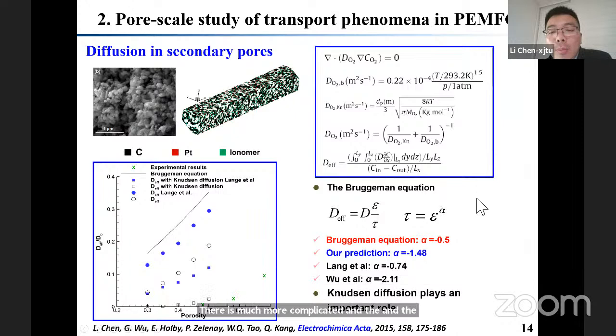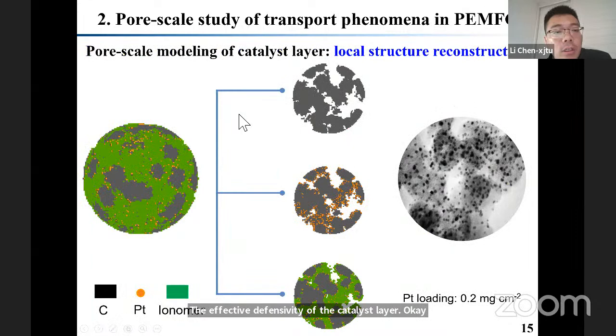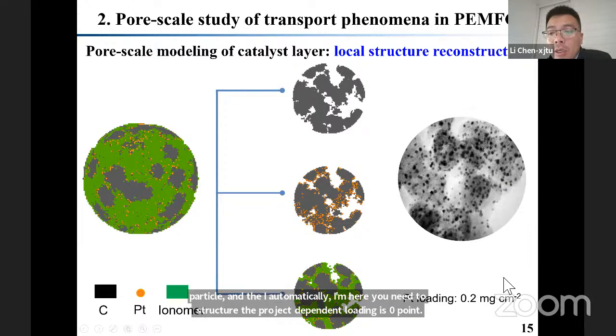Okay, and then we further reconstruct the local structures of the catalyst layer, including the carbon particles, the platinum particles loaded on the carbon particle, and the ionomer film. And here in this structure, the platinum loading is 0.2 mg per square centimeter.